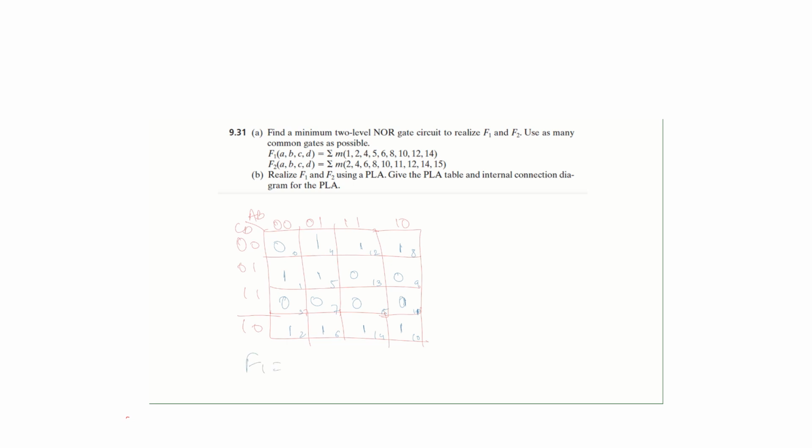So F1 would be equal to, if I draw this, this is 1, so this will be CD bar plus, if I give this one as 1, this will form one loop which will be BD bar plus, this will form one loop which is AD bar plus, this will be one loop, this would be A bar, C bar, D.